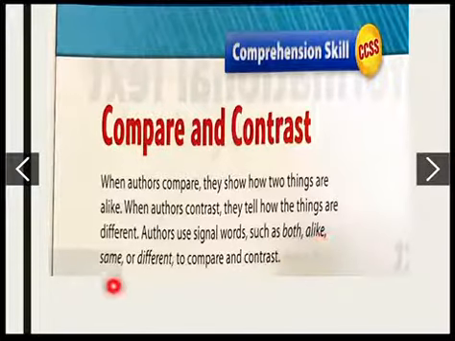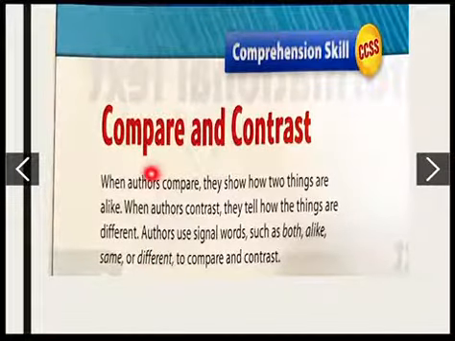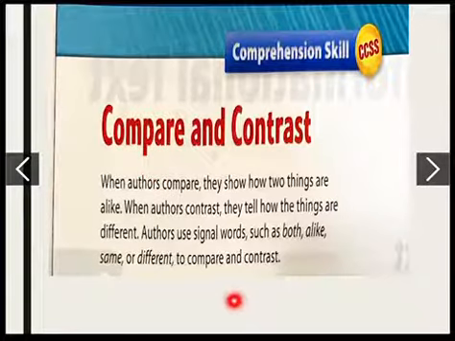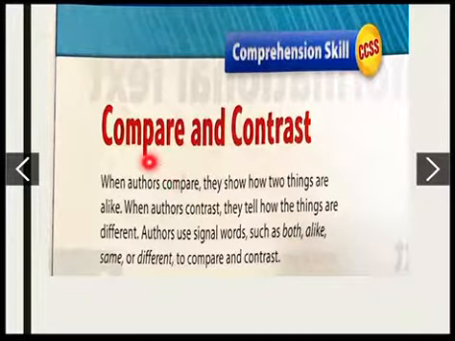Authors use signal words such as both, alike, same, or different to compare and contrast. These words, when I see them before the writing or within the sentence, I would be able to tell whether the author is comparing or contrasting. So when he says both of them have tails, that means he is comparing, and so on and so forth.